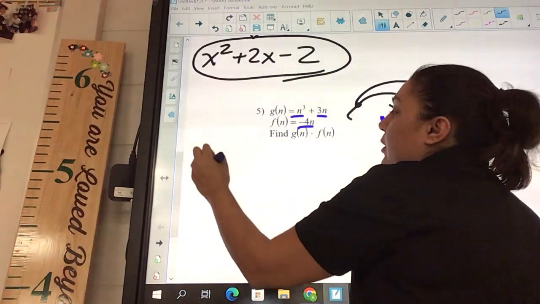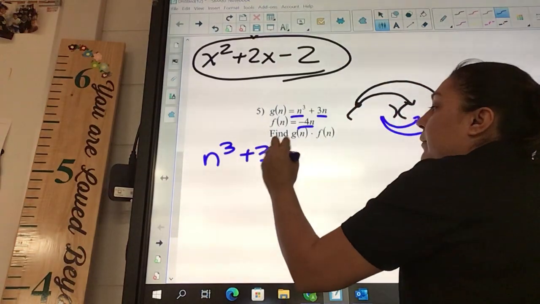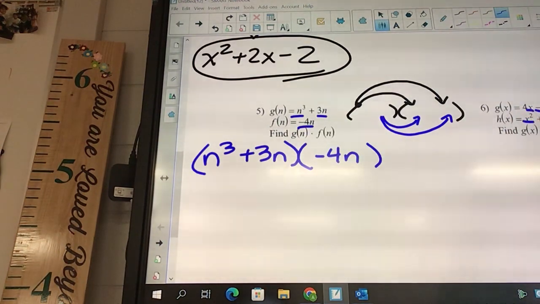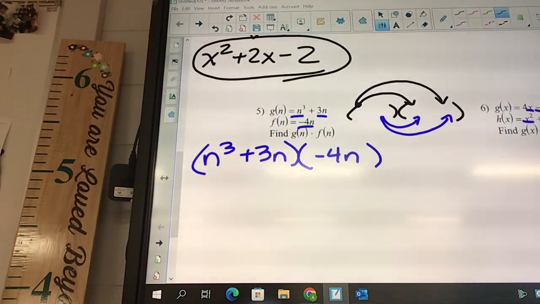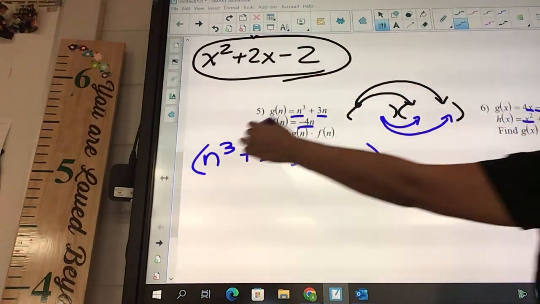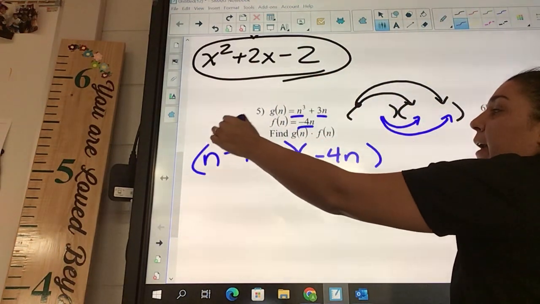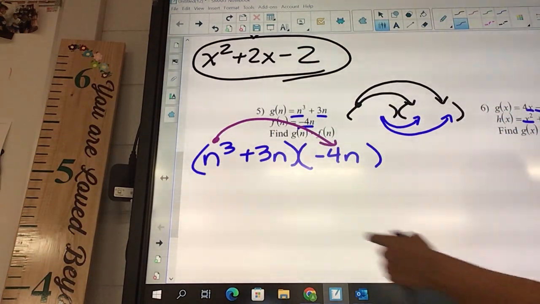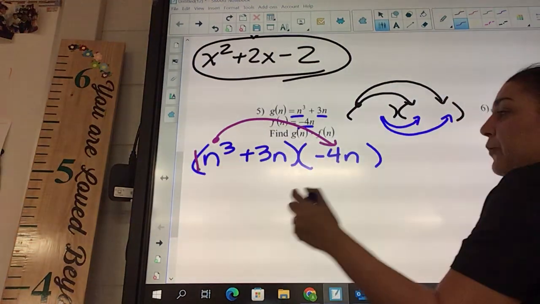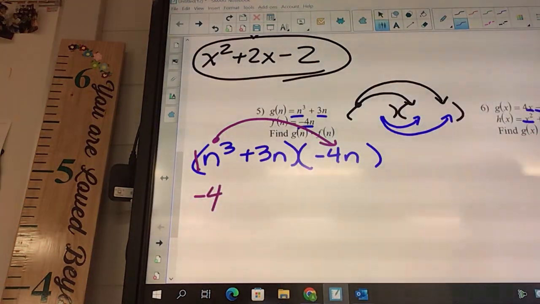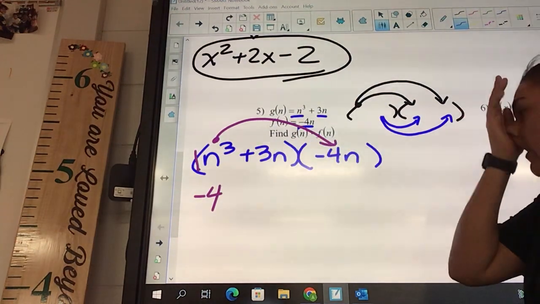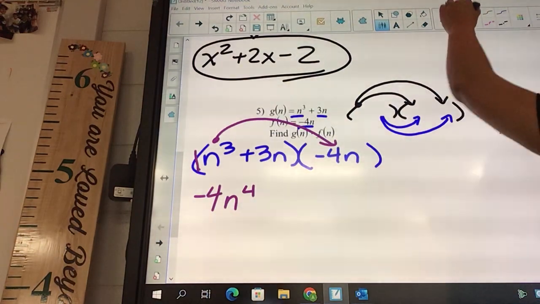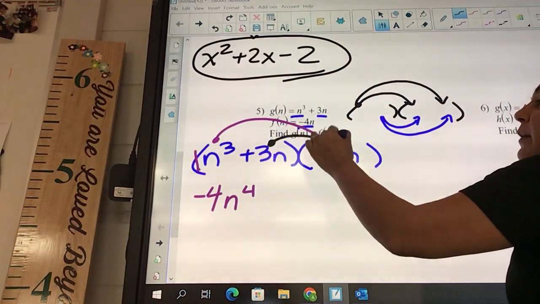Okay, so my first one is going to be n^3 plus 3n times negative 4n. Okay, so we're going to take this first one and you're going to multiply it by everything in the second one. And in the second one, there's only one thing, so that one's good. So you're going to say 1 times negative 4 is going to be negative 4. How many n's do we have from here to here? 4. So we're going to say n^4.